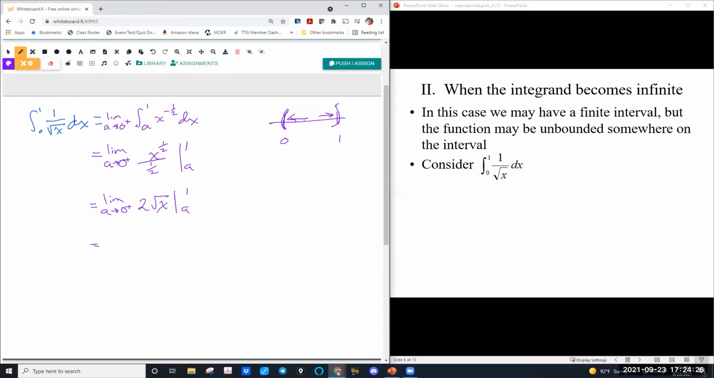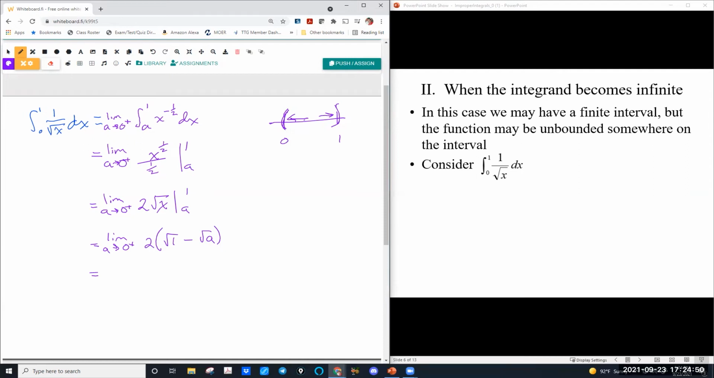Now, plug in, and then our last step will be to evaluate the limits, see what happens. So 2 times square root of 1 minus square root of a. Square root of 1 is just 1. The only thing that depends on a is this square root here. We could actually do it from this step.